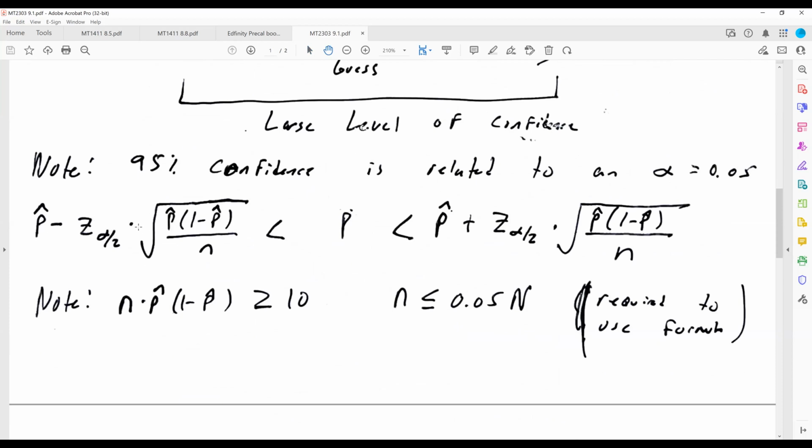So what I'm going to do in Excel is calculate this piece right here, and then just subtract it from the p hat that we already had using the example on Excel. And then adding it to p hat, and you have the upper bound. So this is the upper bound and lower bound, which will be an interval. Okay, so let's go ahead and do that real quick.